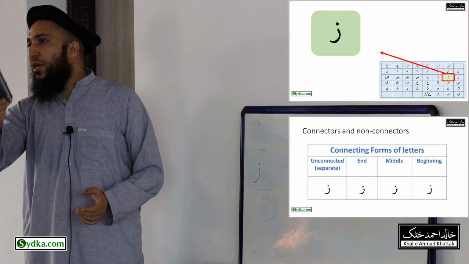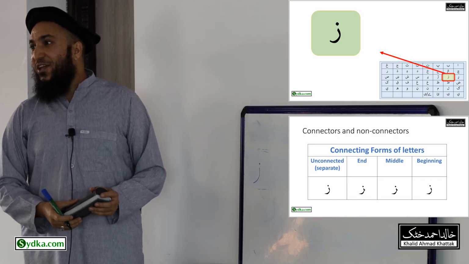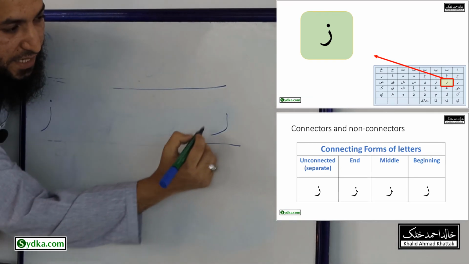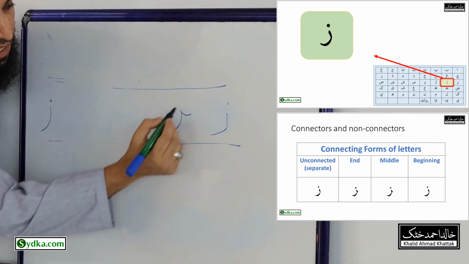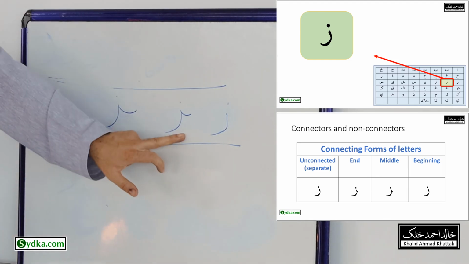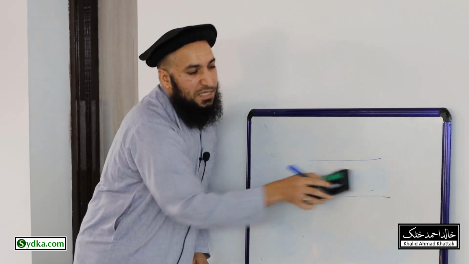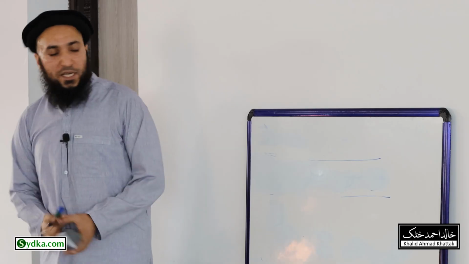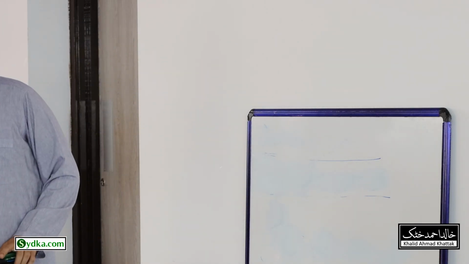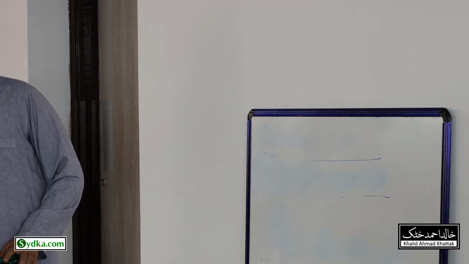Non-connector. Who agrees with him? Agree. It's a non-connector, yeah. Zay. In the middle it looks like this. At the end it looks like this. So you can see in the middle, you can connect something before it and not after it. This lesson is more repetition, but it's important that you know each one. I know you're bored, but there's no other alternative. You have to go through it. Okay, next one.